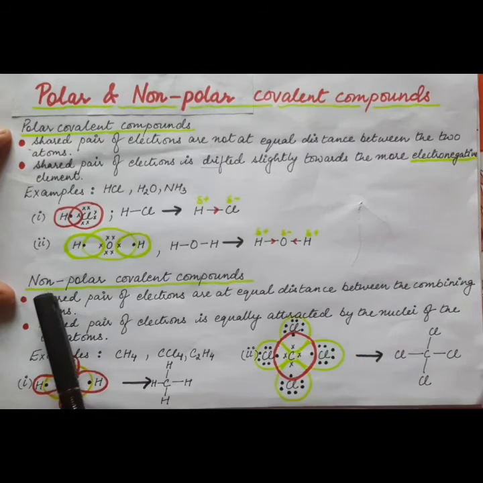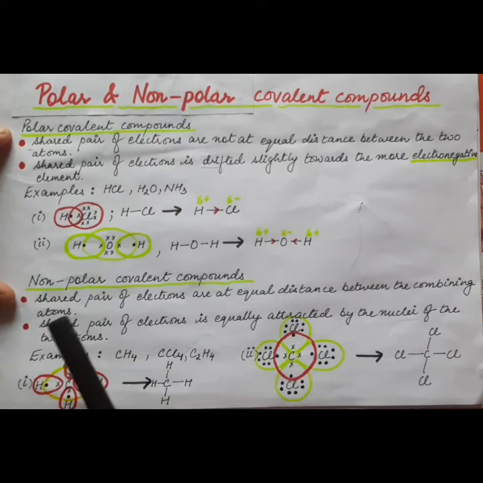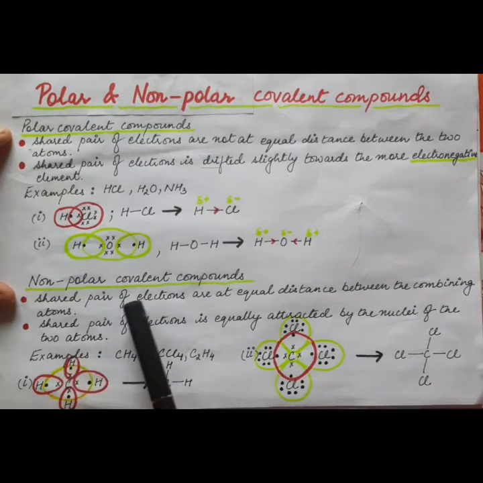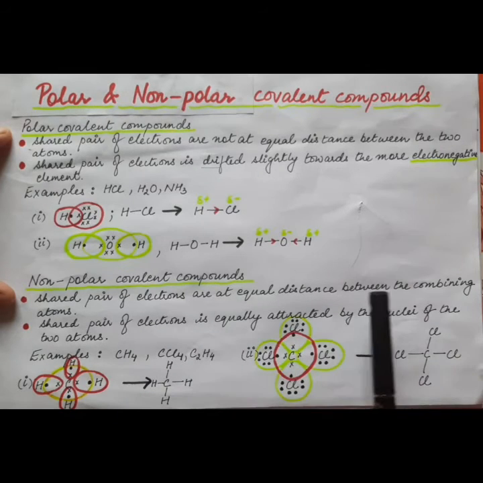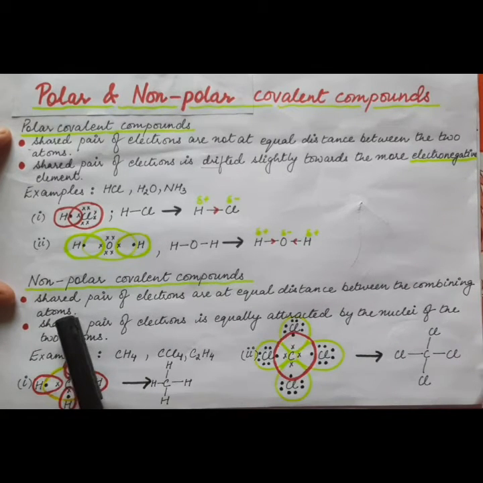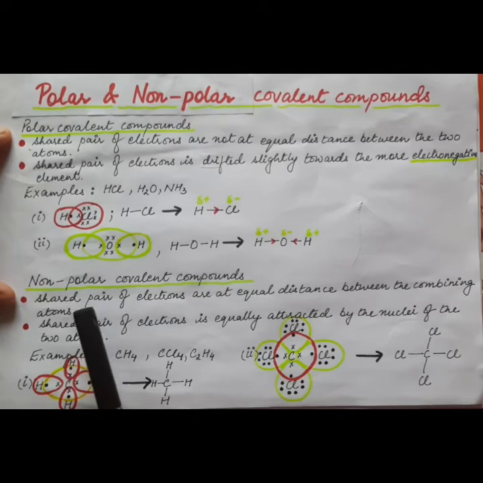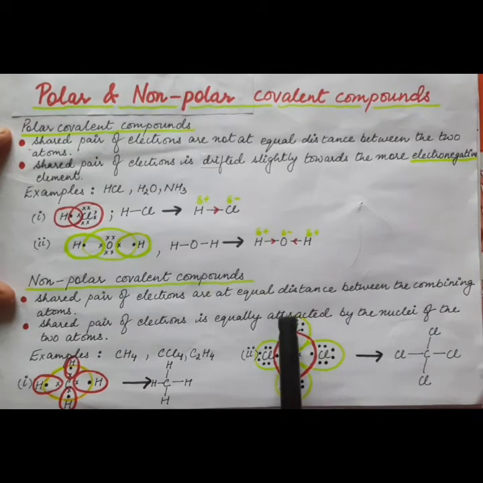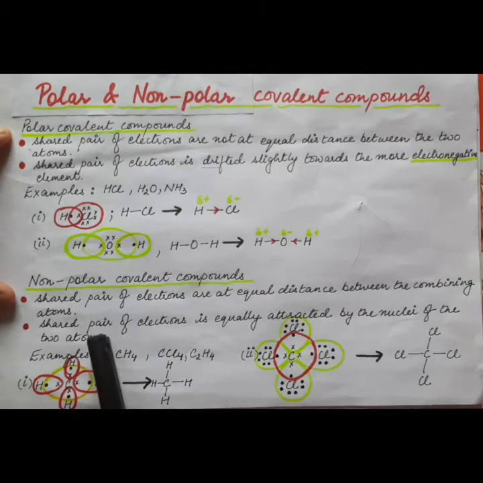Now, non-polar covalent compounds are the compounds in which the shared pair of electrons are at equal distance between the combining atoms. These are equally attracted by the nuclei of the two atoms which are combining together to form the bond. Now we look at the examples here: methane CH4, carbon tetrachloride CCl4, or ethylene C2H4. All these are examples of non-polar covalent compounds.